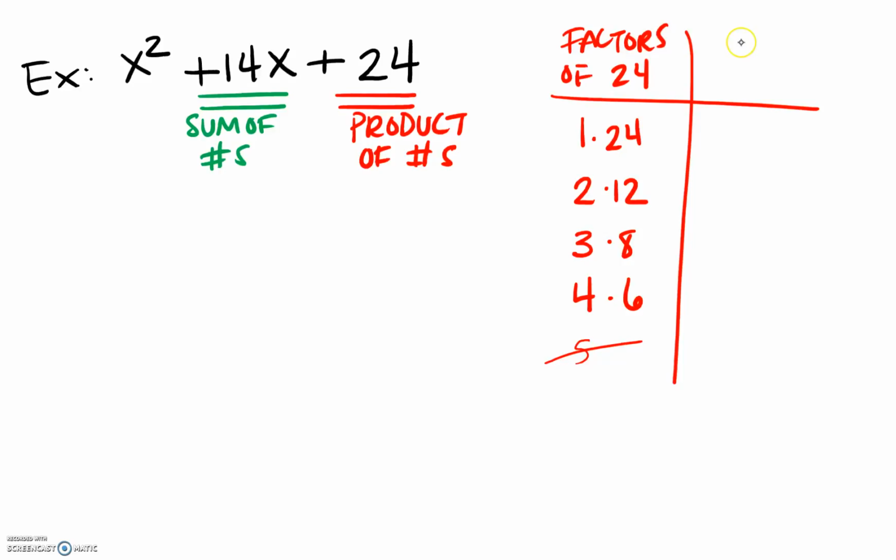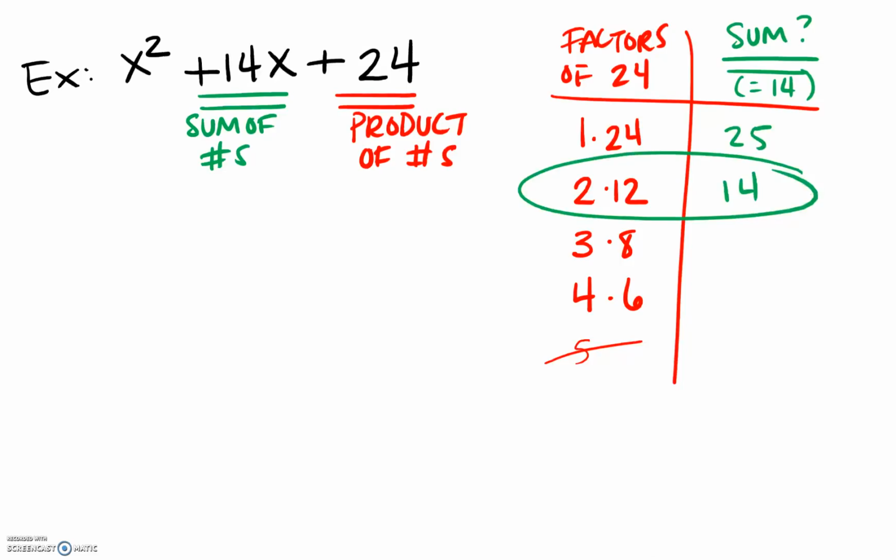Now we need to figure out what these things sum to, because specifically we're hoping to find one that equals 14, right? So we sum, we got 25, 14. This is obviously our winner, 12 and 2.